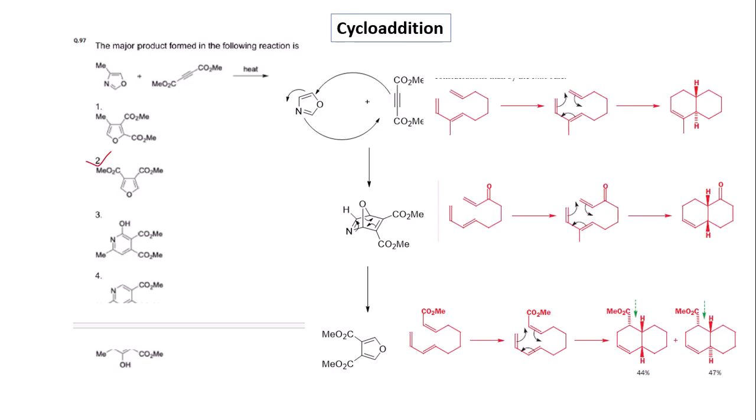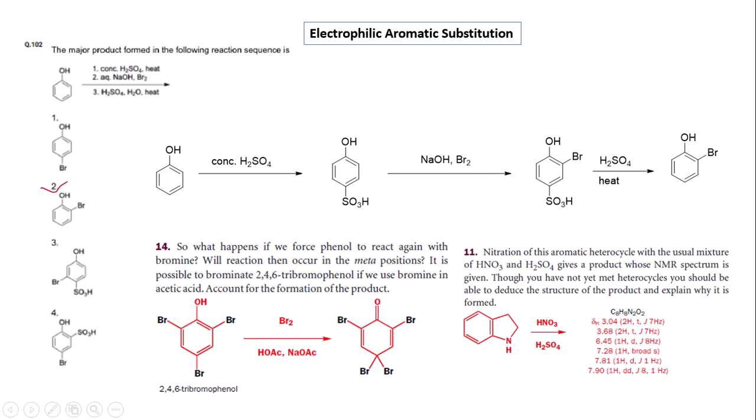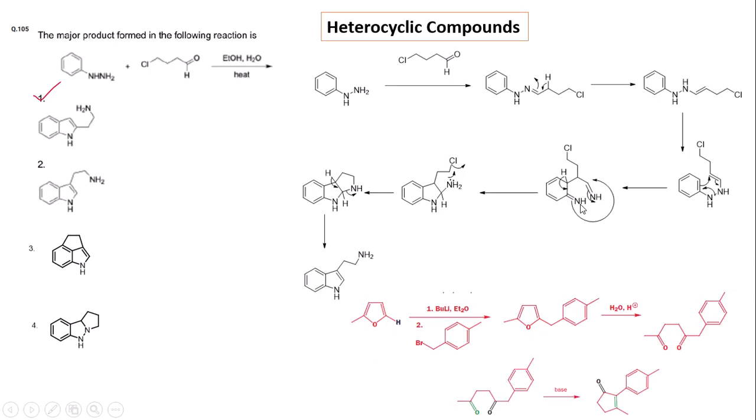And this is the cycloaddition reaction, where the intramolecular cycloaddition occurs after elimination of hydrogen cyanide, and we get the desired product, and option 2 is correct. Next is the electrophilic aromatic substitution reaction, where concentrated H2SO4 is used to protect the para position of the phenol ring, and after halogenation we get the 2-bromophenol derivative, and the deprotection takes place in the presence of sulfuric acid.